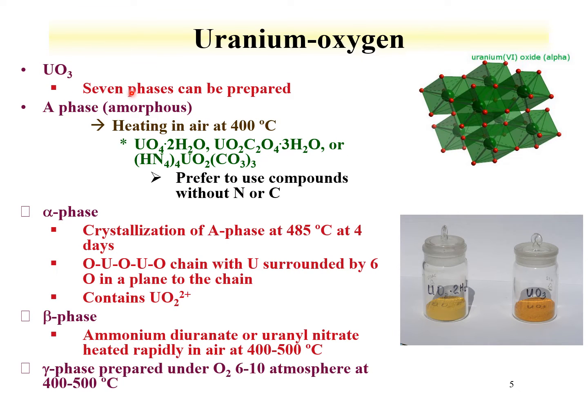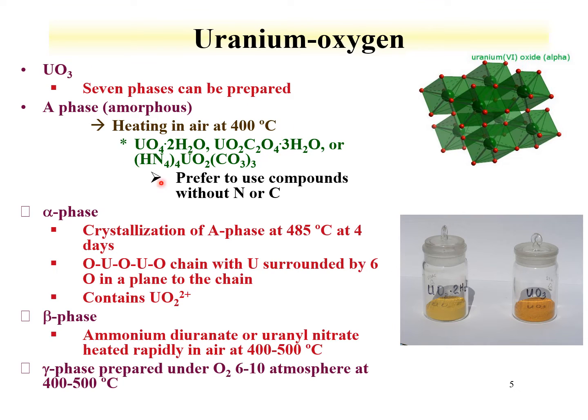Now, UO3, so uranium-6, can be prepared. There's 7 phases that can be prepared. There's not only listed with the Greek alpha, beta, gamma, but there's also an amorphous phase. If you heat in air at 400 degrees, so lower temperature, remember U3O8 can be made at 800 degrees, UO3 at this lower temperature. So we see that if we take a uranium compound, we can produce UO3 at 400 degrees. If we heat it at 800 degrees, we would turn this into U3O8.